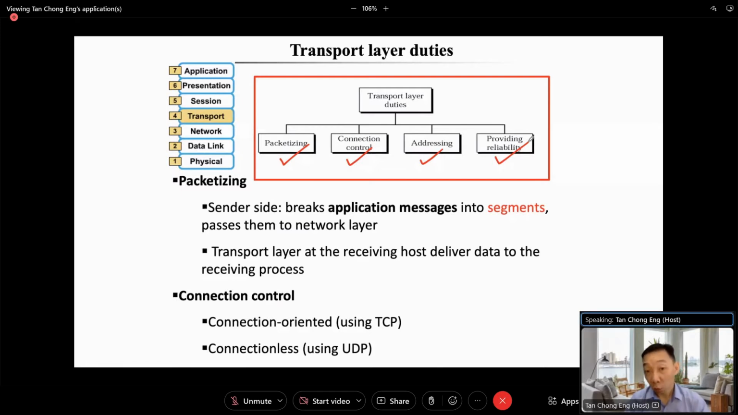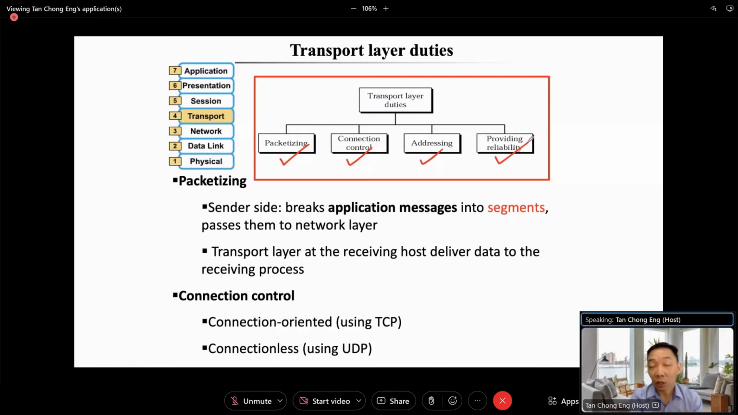Right. And then in terms of connection control, there are two types of connection. One is connection oriented. The other one is connectionless. Based on our experience, you all understand connection oriented means you have to establish a connection first before you can send data. For example, remember, you have to dial the number, the other side must be ready to answer your connection request, and only then can you establish the connection. If the other side doesn't pick up, then your connection will not be established.